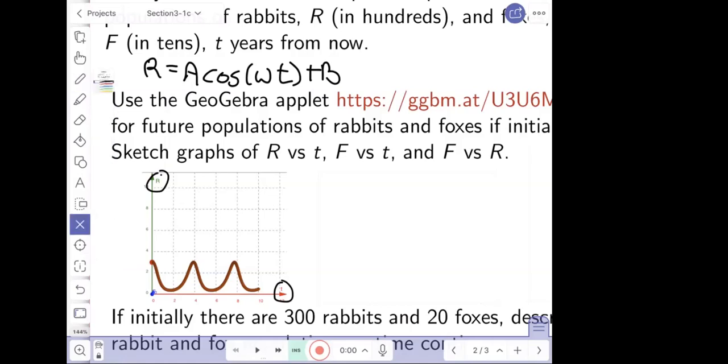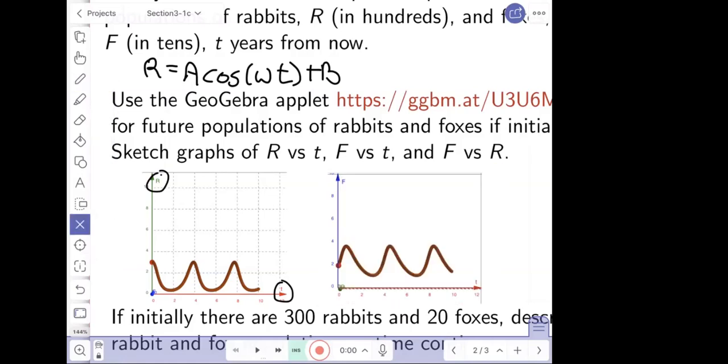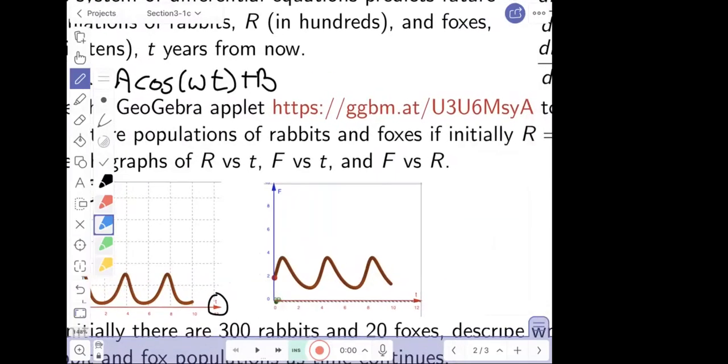Looking over at the view where we were comparing F versus T, now we can see that the fox population is going up and down, and this is relating to how the foxes and the rabbits are interacting with each other. Looking at that formula, it also is sinusoidal. Maybe it's more reasonable here to start with a sine function because the graph of F versus T starts on its midline. So maybe we have some other constant times sine of omega T plus some other constant D over here. So we've played around with the amplitude, period, and midline of that one as well.